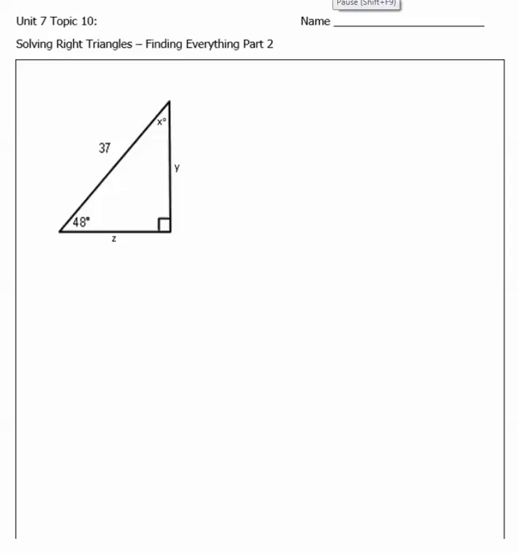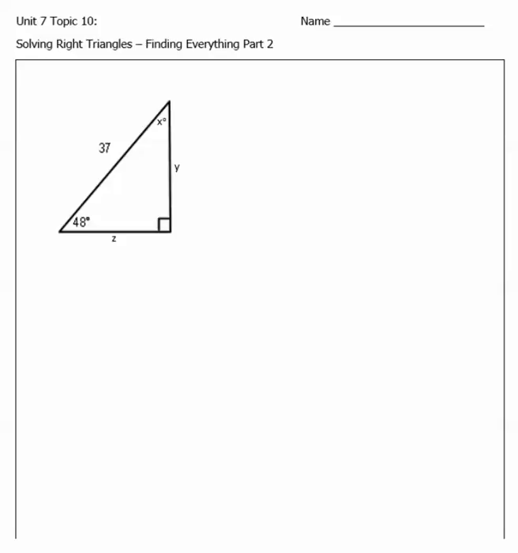Hey there, welcome to Unit 7, Topic 10, Solving Right Triangles. That means you're finding everything that's missing. There are 6 things that could be found. You've got 3 angles and 3 sides in a triangle. So you want to look at what you've been given and then find everything else. Some things are easier than others to find.